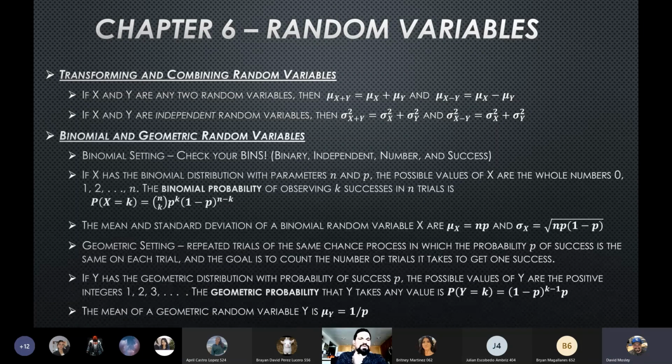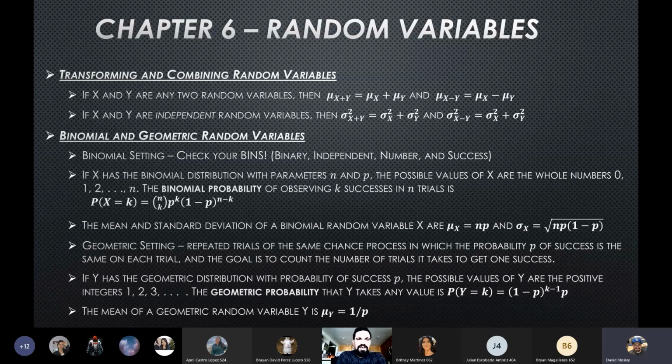We can also use binomial and geometric random variables. These have specific cases that they get used in. We must have a binomial setting to use a binomial random variable, and to check for binomial setting, we have to check our BINS. The variable must be binary: it's either a success or a failure. Needs to be independent, so knowing that the first thing was a success does not affect the next thing having a success. We have to have a specific number of trials that we're running, and the probability of success must be the same for each trial.